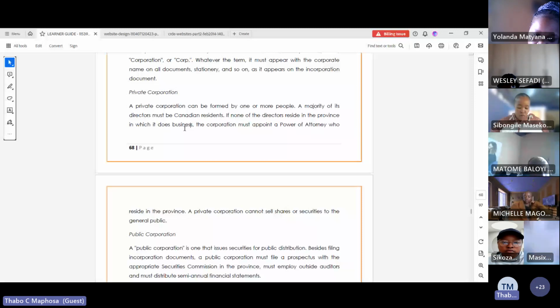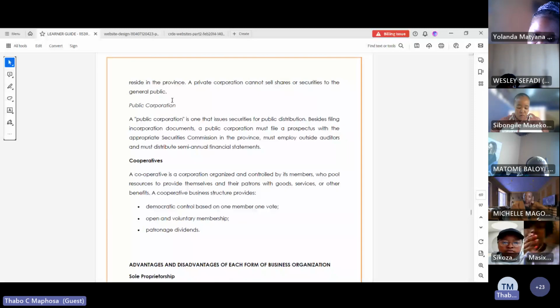So you need a power of attorney to sign anything if you're not the owner of that particular business. And then a public corporation. Another thing is a private corporation cannot sell their shares to the general public. You can't sell your shares. You can't list them on the JSE, in this case, the Johannesburg Stock Exchange. You can't list because you're running a private corporation.